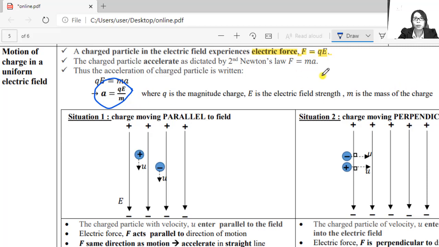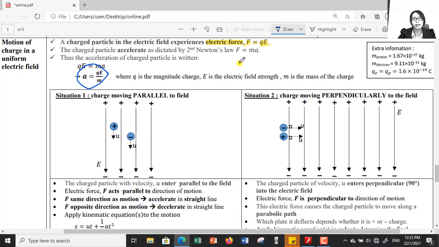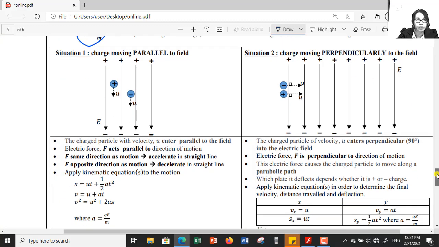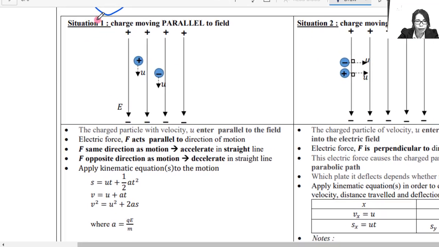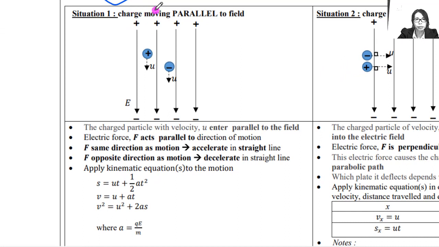So when the charged particle accelerates in an electric field, it might move. How are the charged particles going to move in a uniform electric field? There are various situations, so we are going to consider them one by one. Let us see the first situation. In situation 1, our charge is moving parallel to the field.